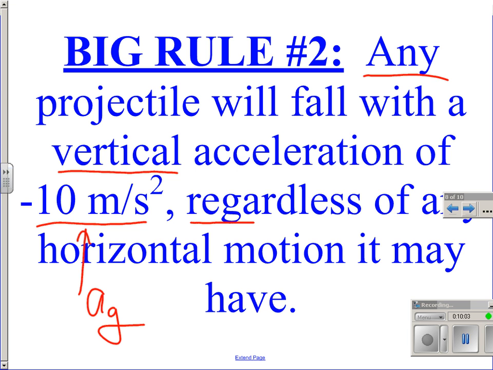Regardless, irregardless if you prefer, of any horizontal motion it may have. In other words, no matter what the projectile is doing horizontally, if it's not moving horizontally or it's moving horizontally at 1 billion miles an hour, well, not 1 billion, but if it's moving horizontally, it's still going to fall down at the same rate. Okay, so what that means to us is this.